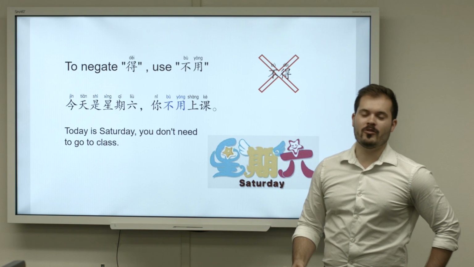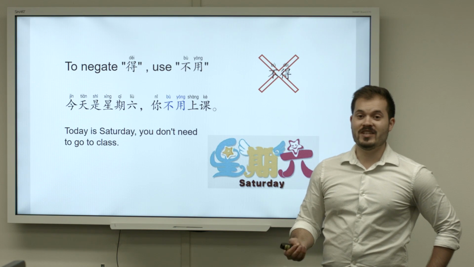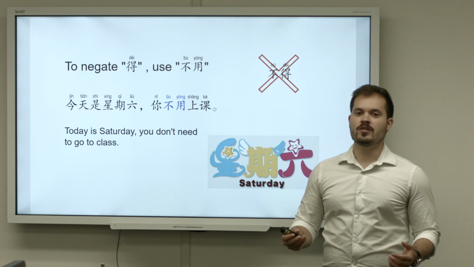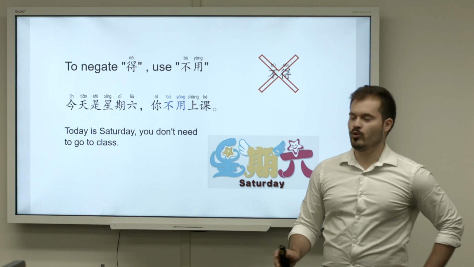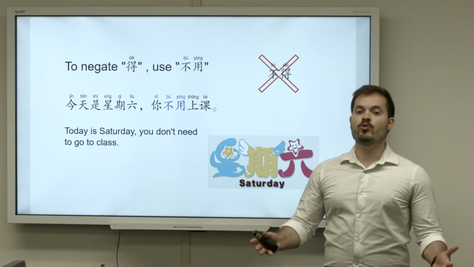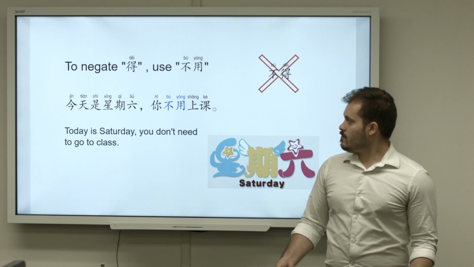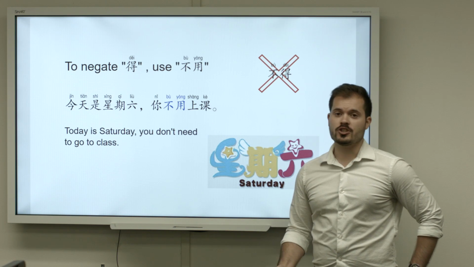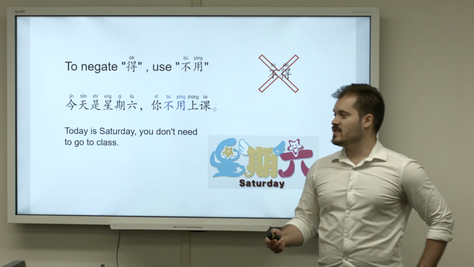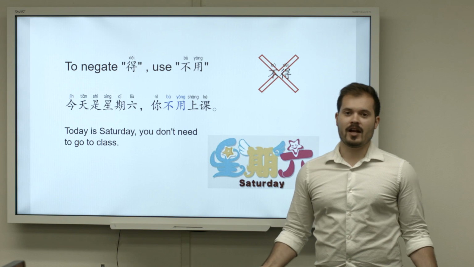One more super important point about using 得, to negate it, if you say I don't have to do something, you want to use 不用, not 不得. Yeah, that's weird. 不用 means no need to. So something like 今天是星期六, 不用上课. Today is Saturday, you don't need to go to class.